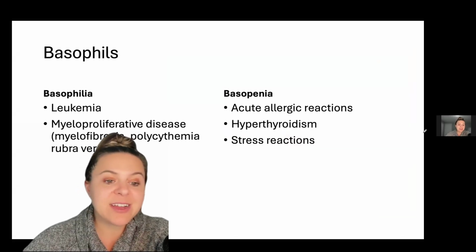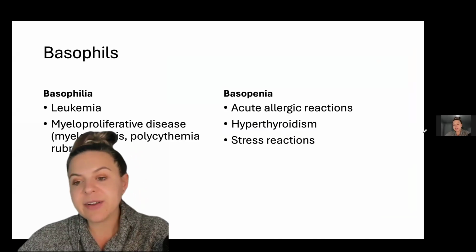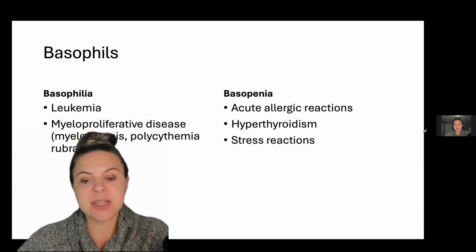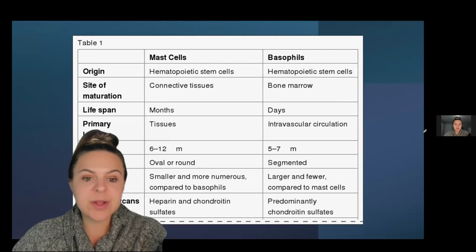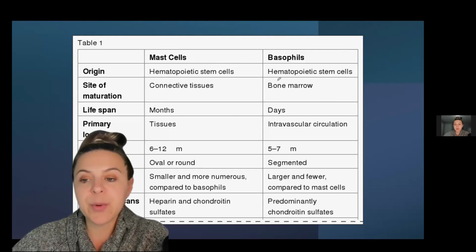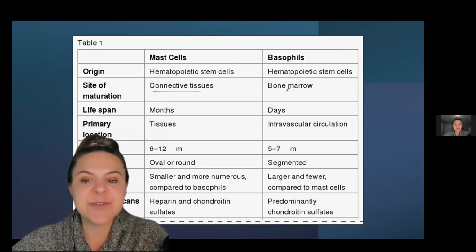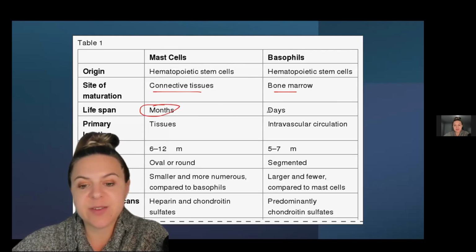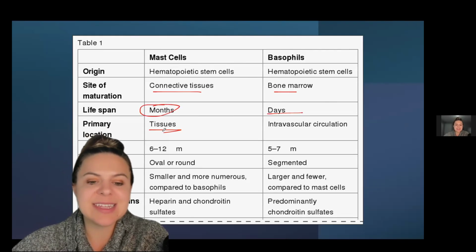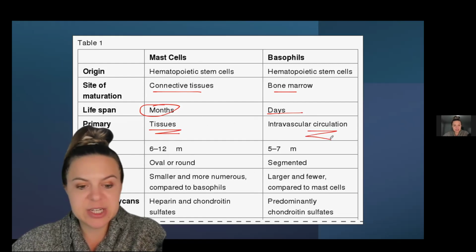Our basophils can be increased with leukemia or some myeloproliferative disorders or diseases, and they're often decreased in acute allergic reactions, hyperthyroidism, or even stress. Mast cells and basophils often get confused for one another, so it's important to divide and conquer. Mast cells mature in connective tissue versus basophils in the bone marrow. Mast cells can live for months versus basophils, days. And mast cells are in the tissue, which is why we're not measuring them via blood, versus basophils live in our circulation.